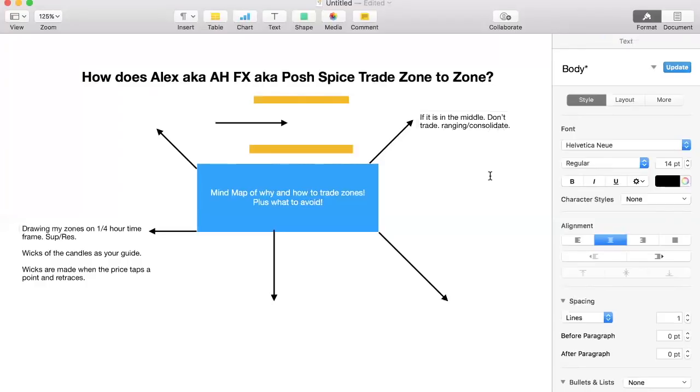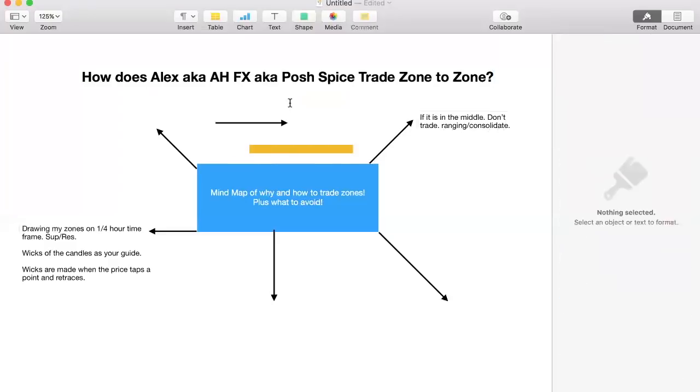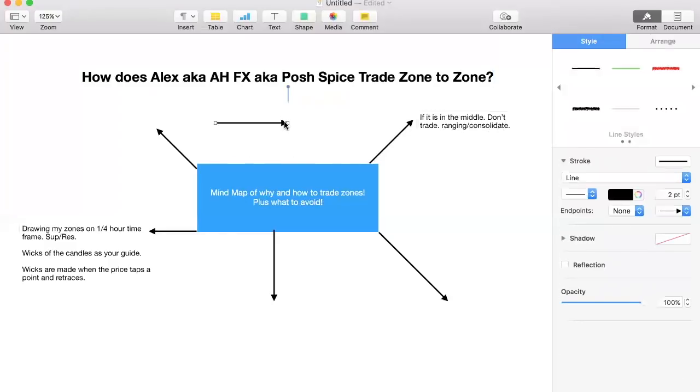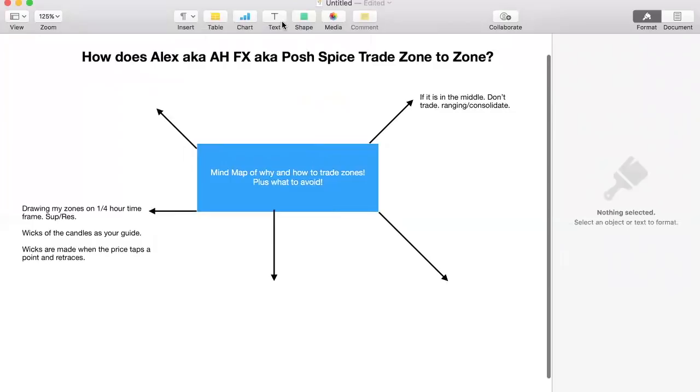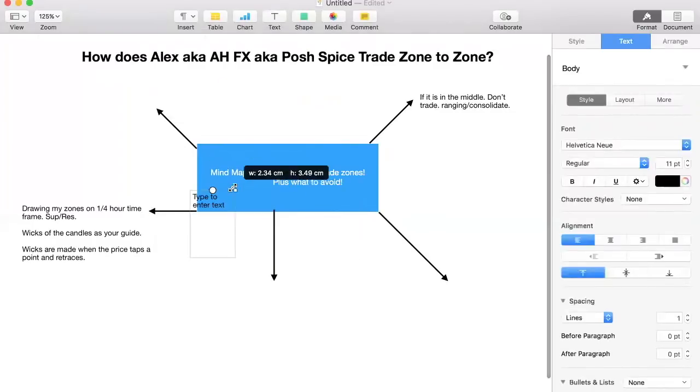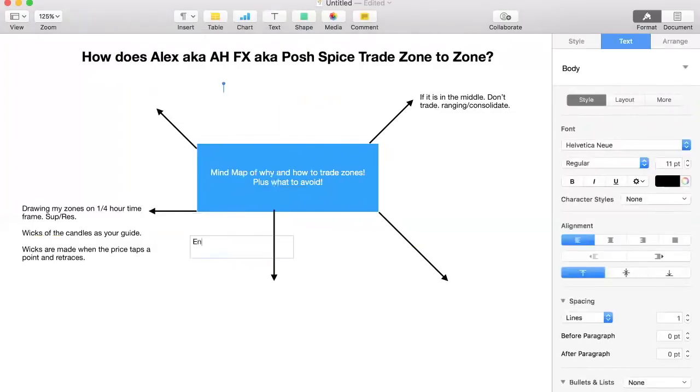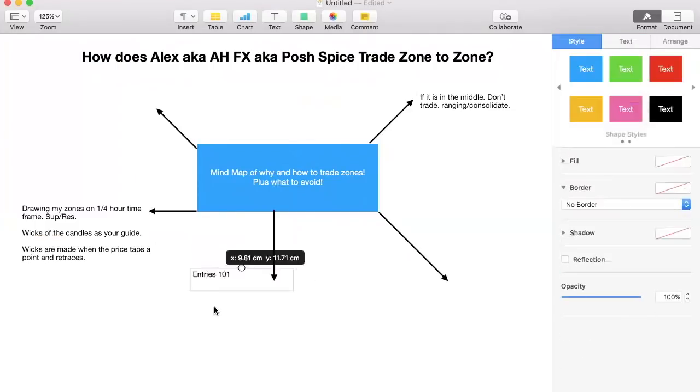You just want to be reactive. You don't want to try and call or guess it. Just be reactive to it. So that's tip number two. Tip number three, and this is how you take entries on zone to zone. So it's entries 101.